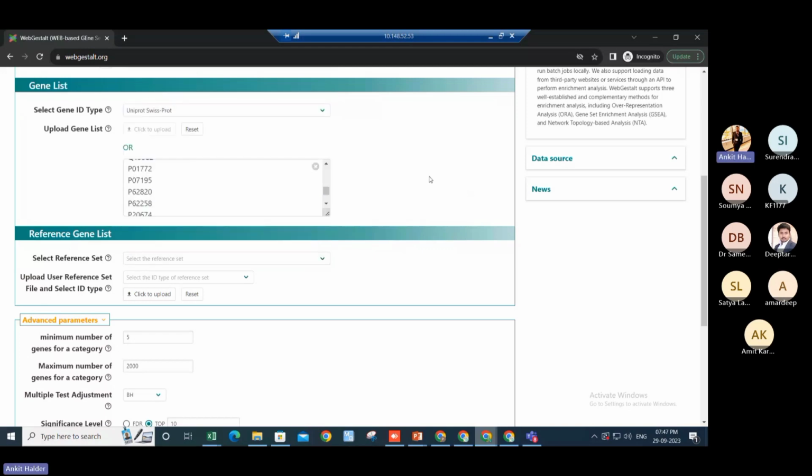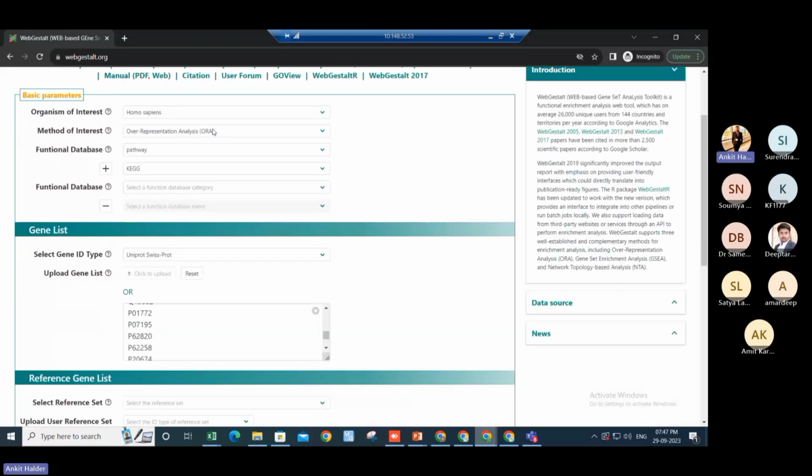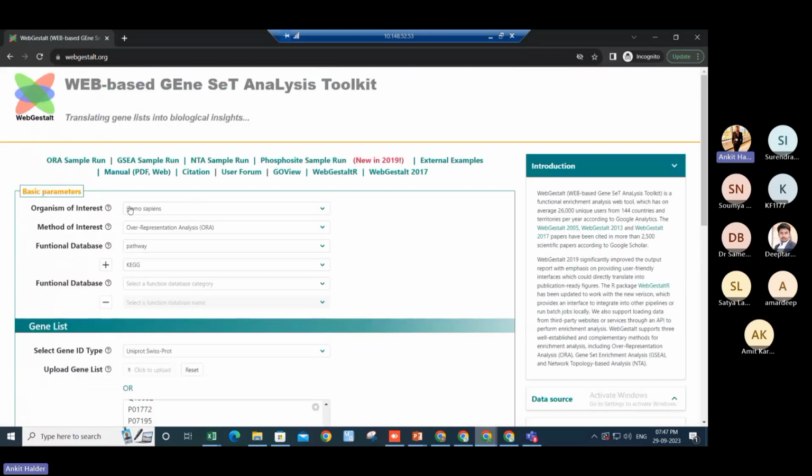So this is no reference type. Now this is the advanced parameters. You can see that this is the basic parameters where you will be using your organism and method of interest: over representation, gene set enrichment, or pathway cake.